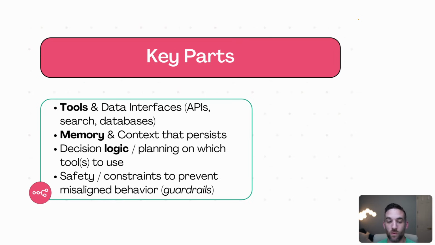Now, what are the key parts? There are tools and data interfaces, things that can reach out to third-party APIs, search for things, and access databases. There's memory and context that persists, and I have done a video on context engineering, which means that you give more information about the task at hand so that the agent understands what it's supposed to do. There's decision logic and planning on which of those tools are supposed to be used.